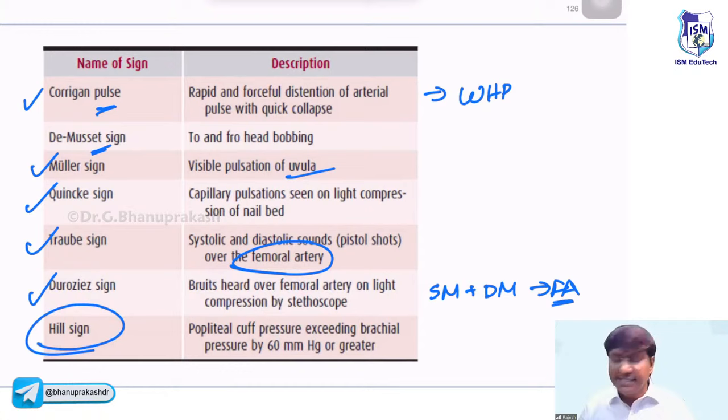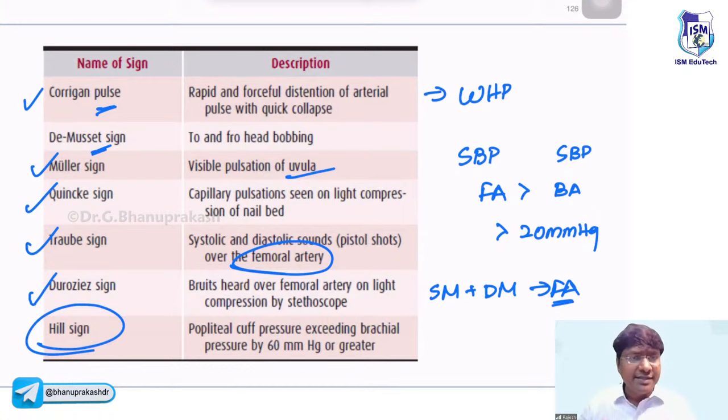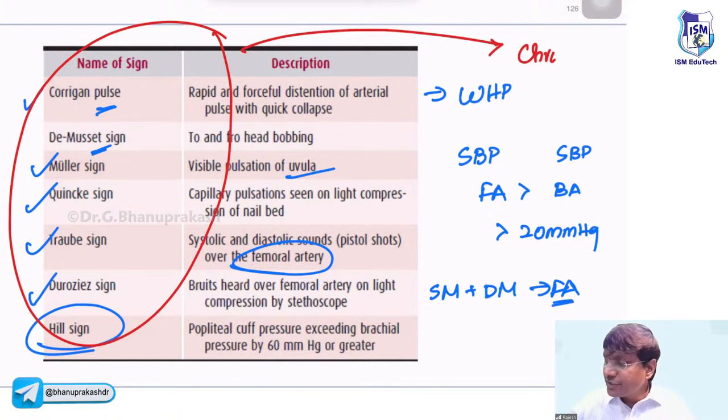Next is Hill sign. What is Hill sign? Hill sign is where the systolic blood pressure in the femoral artery is more than that in the brachial artery by more than 20 millimeters of mercury. In a normal individual, the difference will be less than 20 millimeters of mercury, whereas in AR, it will be more than 20. All these peripheral signs are observed only in chronic AR, but not in acute AR.